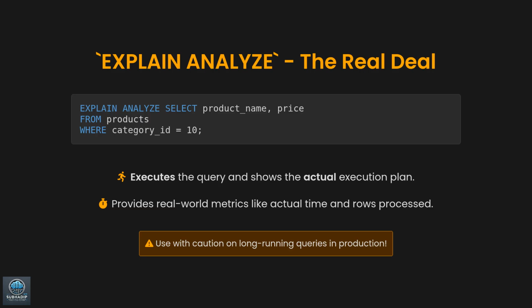To get the real story, we use explain analyze. This command first executes the query and then returns the plan along with actual performance metrics, like how long each step took and how many rows were processed. This is incredibly powerful, but be careful using it on slow queries in a live production environment.